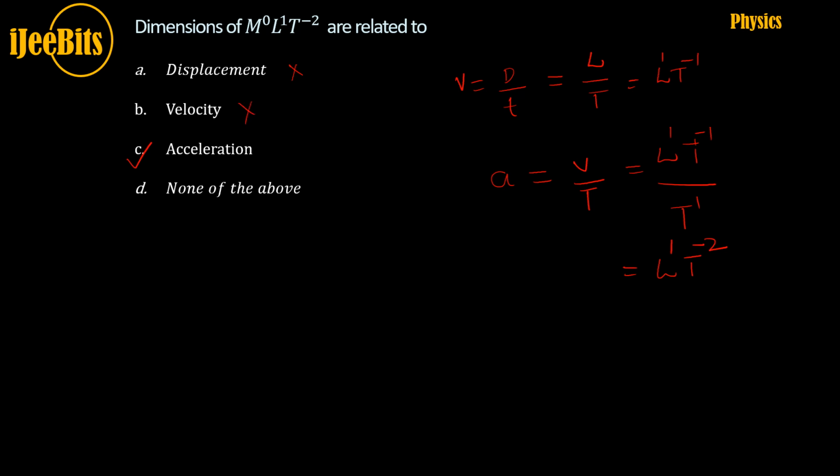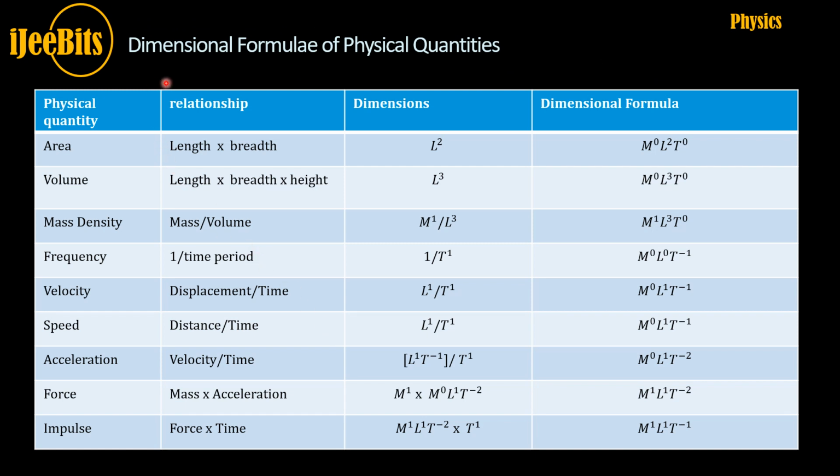So if you are asked for the representation of a dimension formula for a given physical quantity, that is one kind of problem, and the second would be, for a given dimension formula, we have to see which physical quantity you can relate it to. These are the two different kinds of problems that you may see in your exams. On a simple note, let's look at some of the dimensional formulae of physical quantities. We have listed area, volume, mass density, frequency, velocity, speed, acceleration, force, impulse. Likewise you can have all other physical quantities.